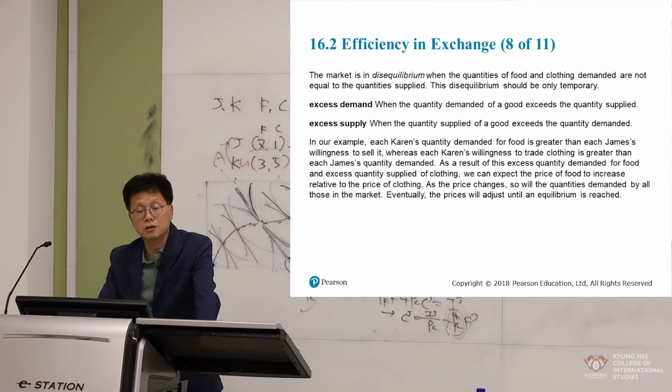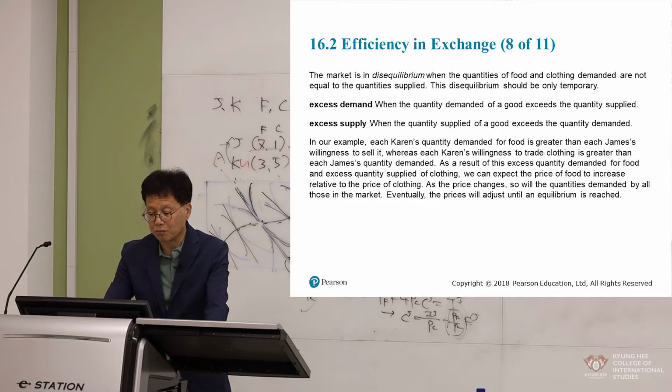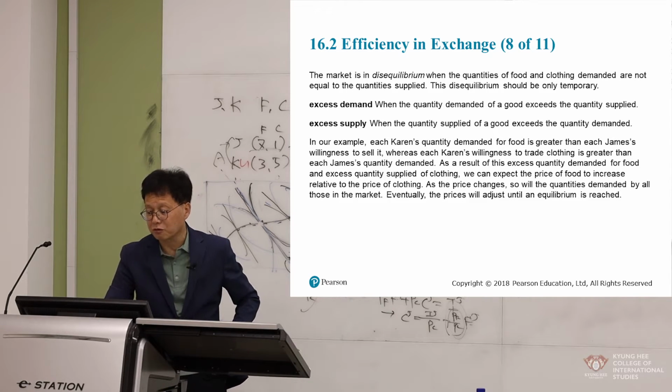They can find some equilibrium point where this disequilibrium disappears. Excess demand is when the quantity demanded of goods exceeds the quantity supplied. Excess supply is when the quantity supplied of goods exceeds the quantity demanded. In our example, it's the current quantity demanded for food.